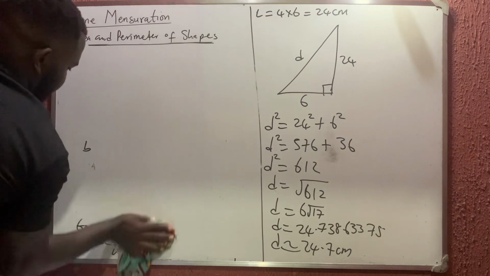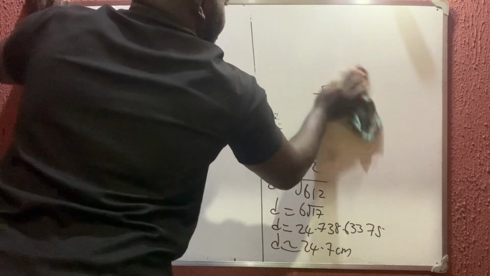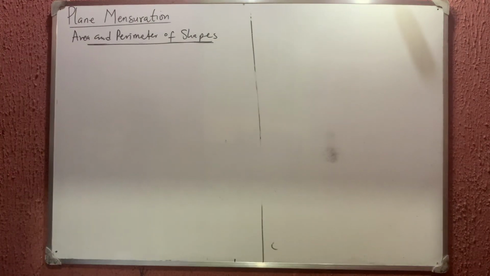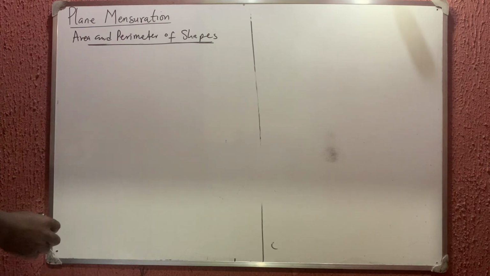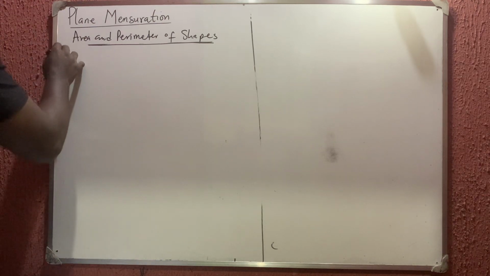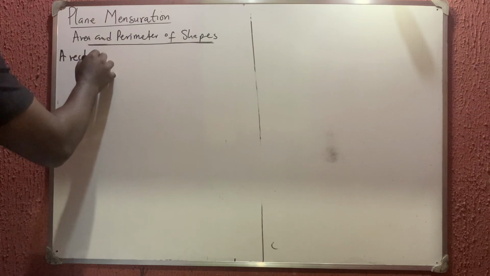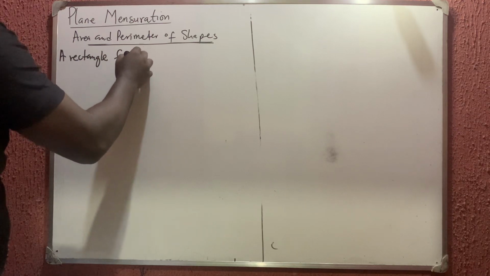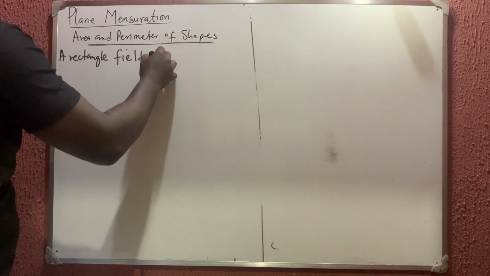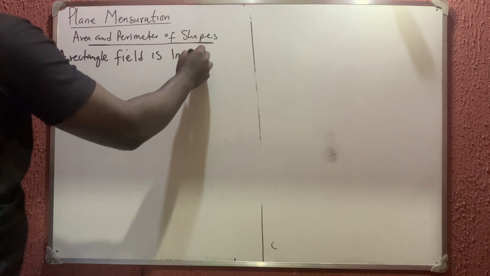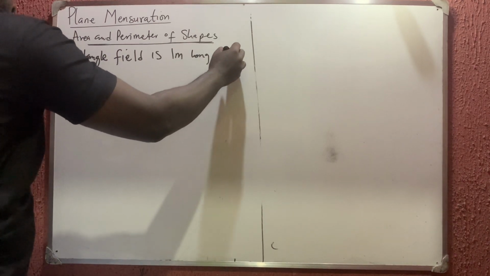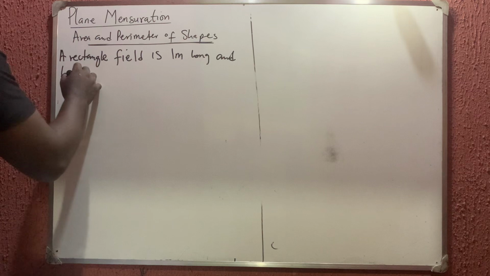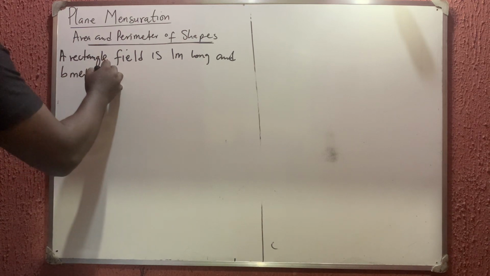So the next question here, so the next question, that is, they said a rectangular field is L meters long and B meters wide.